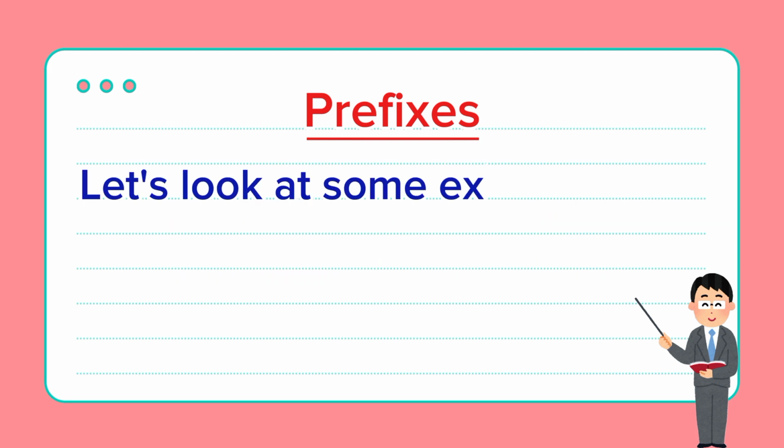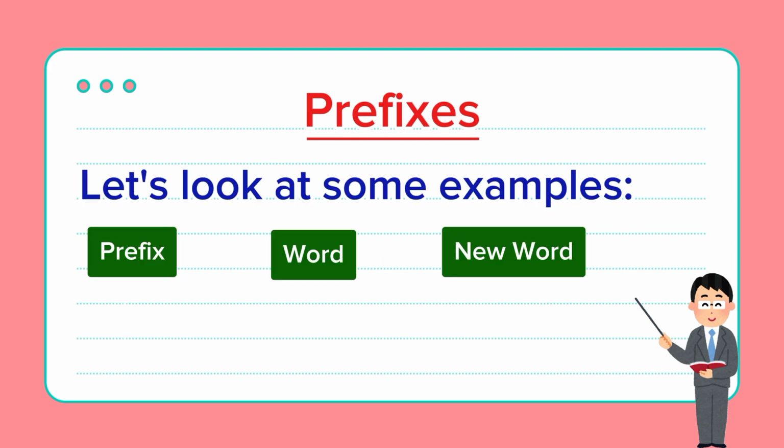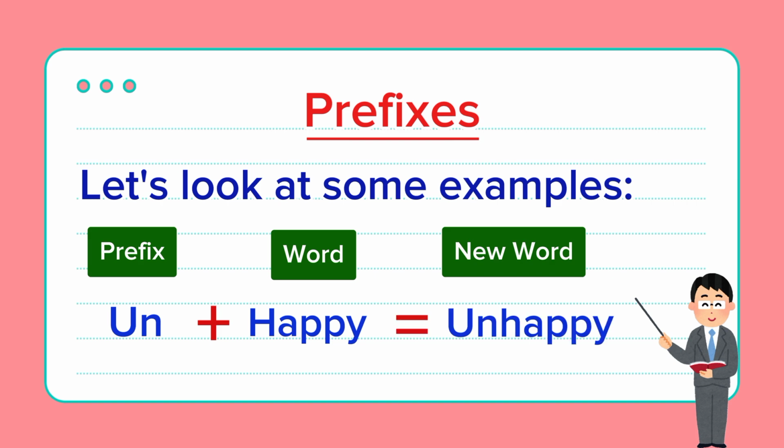Let's look at some examples. Un. When we add un to the beginning of a word, the meaning will be changed to negative. Here we add un before happy. The word will be unhappy, which is the opposite of happy.